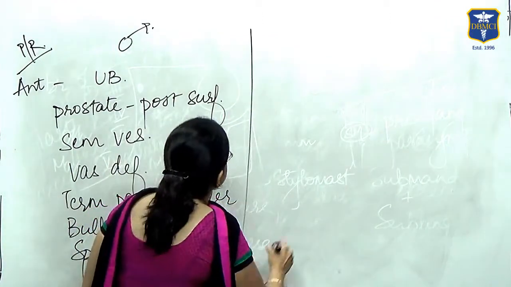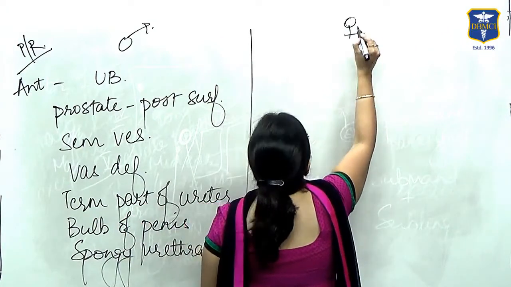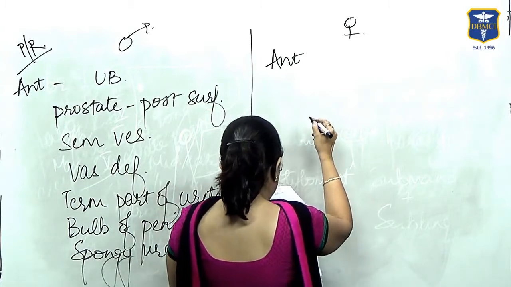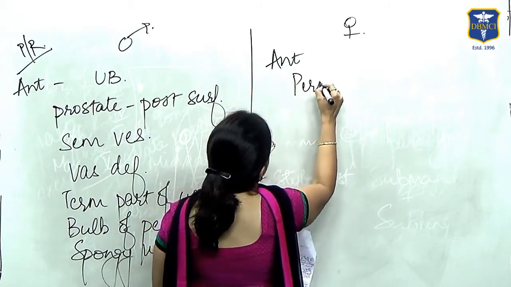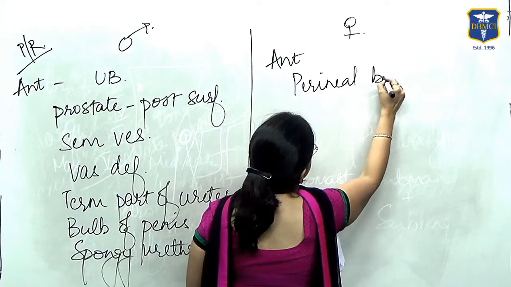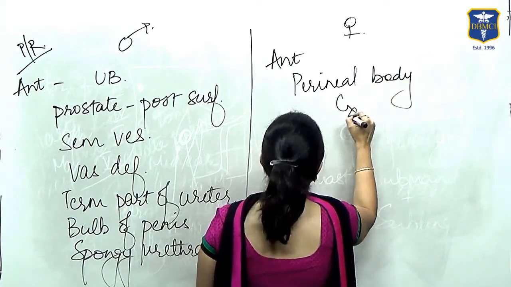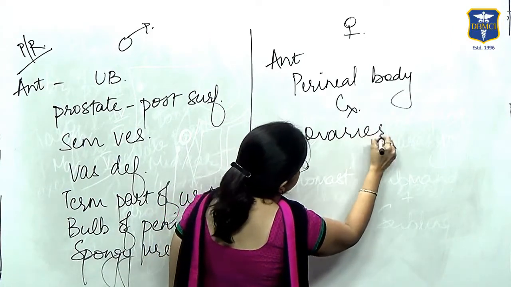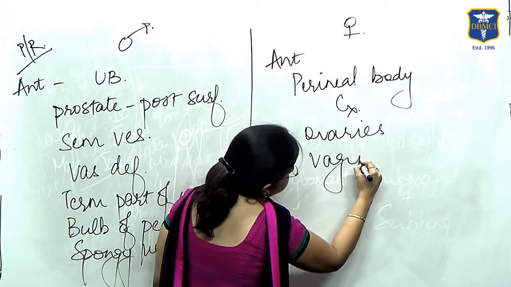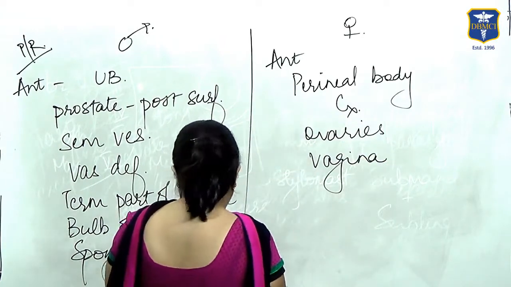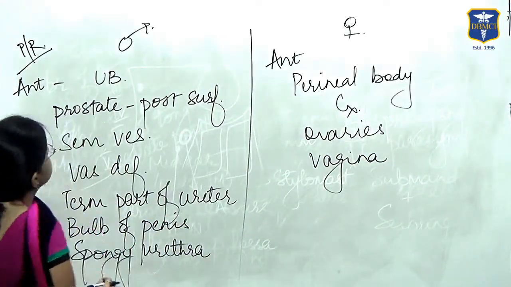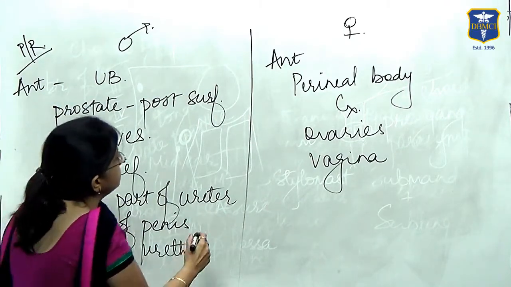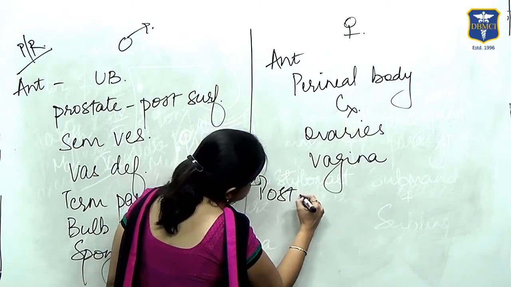In females, anteriorly, we can palpate perineal body, cervix, ovaries, vagina. Posteriorly, the structures are the same in males as well as females.